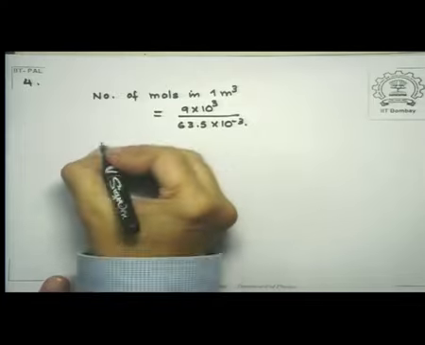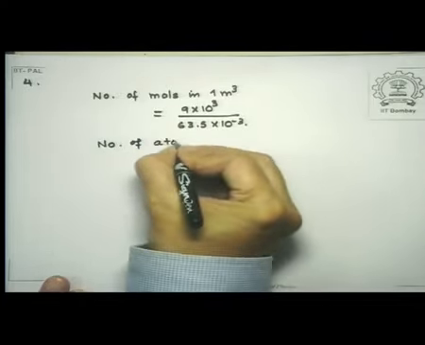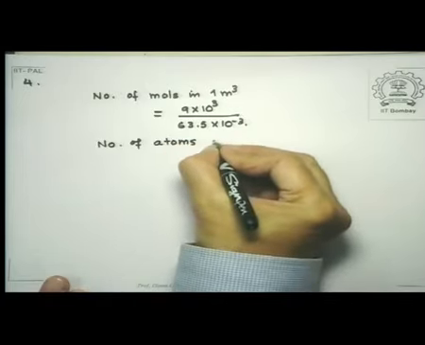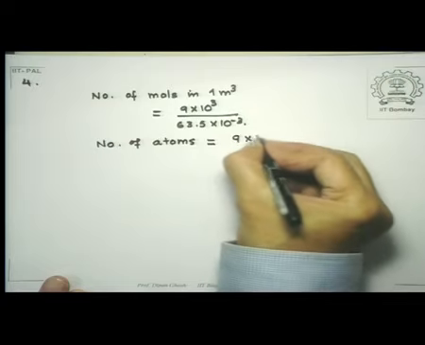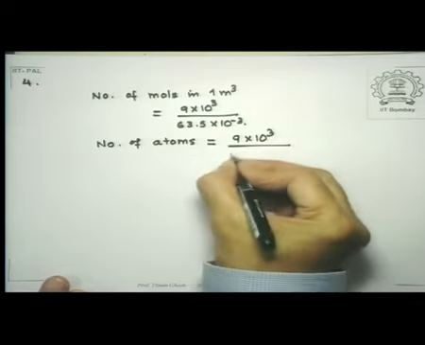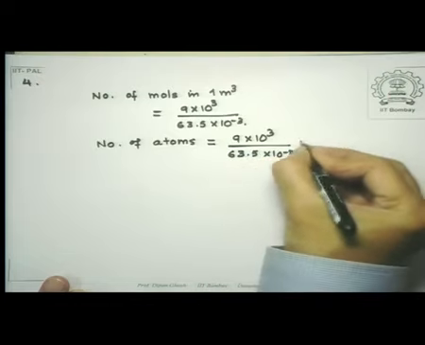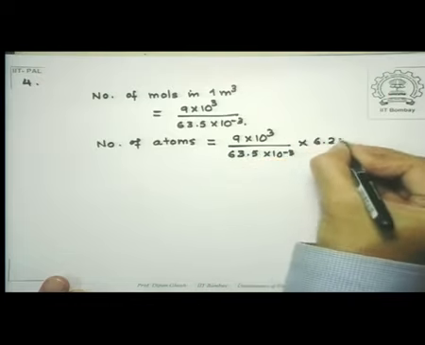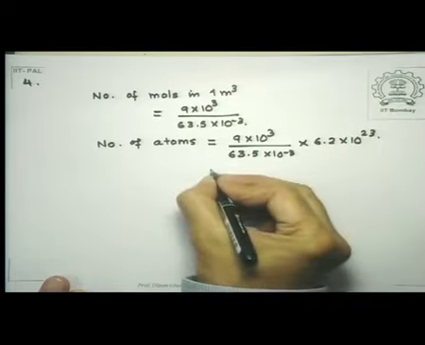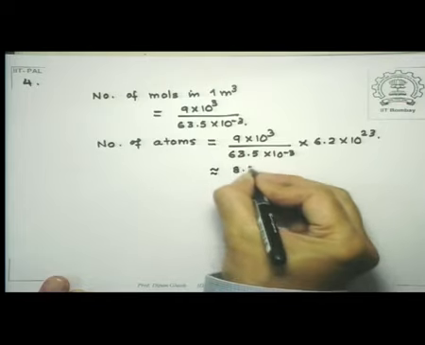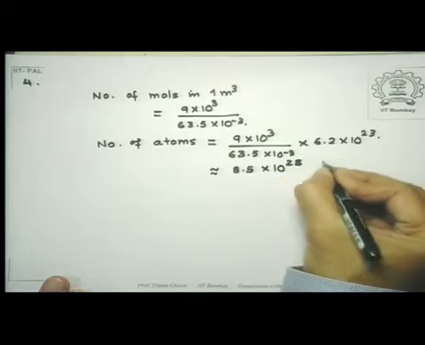So therefore, the number of atoms there, which will be the same as the number of electrons, is simply this number, 9 into 10 to the power 3 by 63.5 into 10 to the power minus 3 multiplied by the Avogadro's number, 6.02 into 10 to the power 23. And this, if you calculate, works out to 8.5 into 10 to the power 28 per meter cube.